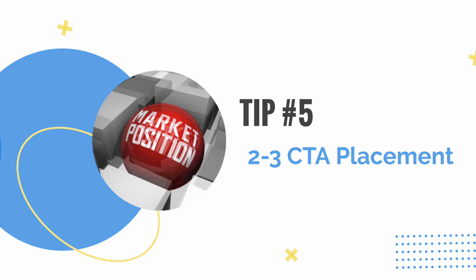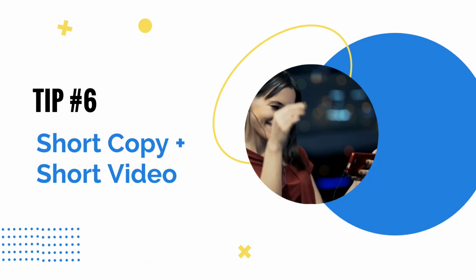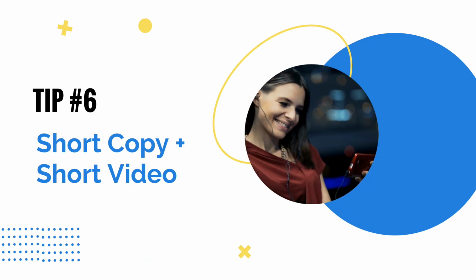Now the sixth tip I would like to talk about is, I use this a lot. Just use short form copy and short form video. Use these two as your ad, both ad copy and ad creative. Short form copy, short form creative. Trust me, they work like magic, because your readers or your potential customers have a very short attention span.